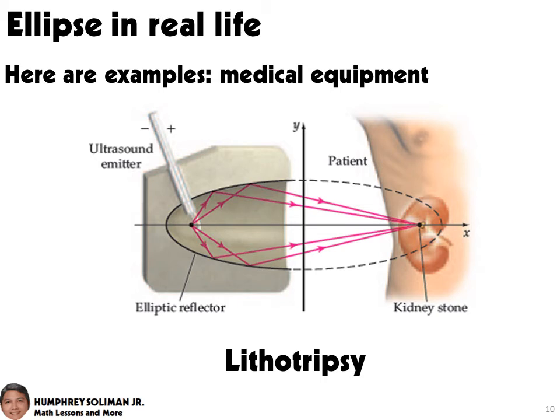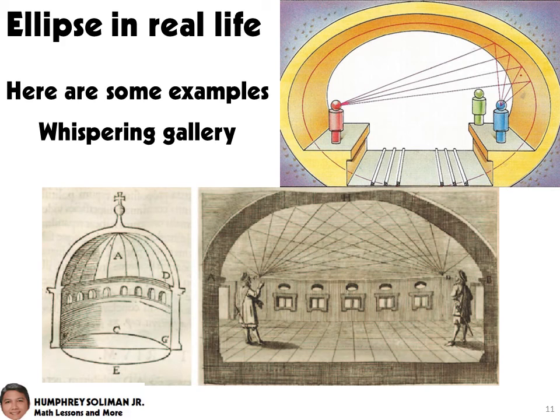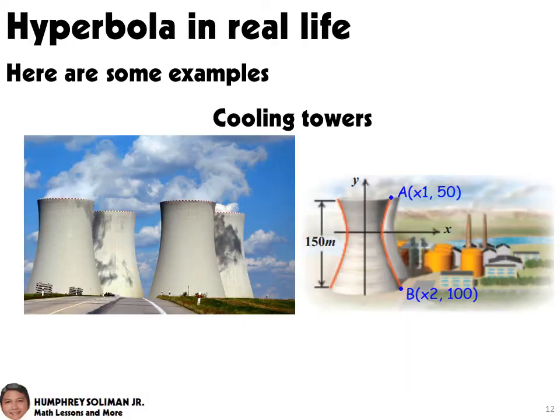The waves are generated at one focus, and because of the elliptical shape, the waves are redirected onto the second focus, which is the stone itself. All of these waves cause the stone to crack, and it eventually fragments into many tiny pieces that can then be easily passed by the body. One more example of an ellipse is a whispering gallery. A person in a whispering gallery standing at one focus of the ellipse can whisper and be heard by a person standing at the other focus, because all the sound waves that reach the ceiling are reflected to the other person. Now, an application of hyperbola in real life, are cooling towers in power plants.